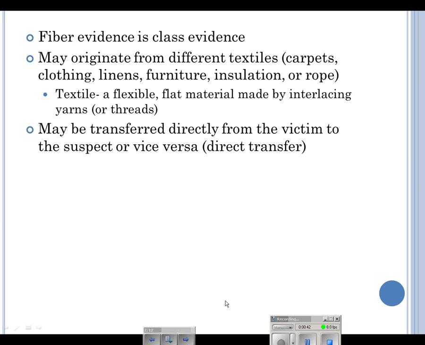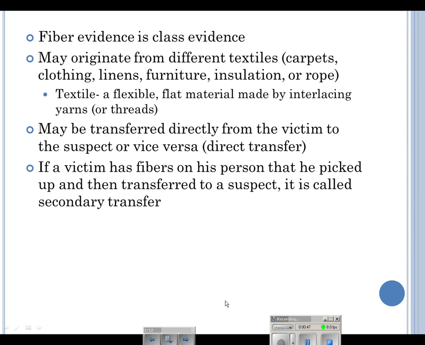Fiber evidence may be transferred directly from the victim to the suspect or vice versa, which would be direct transfer, or it can also be involved in secondary transfer.